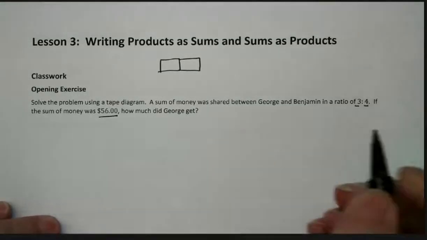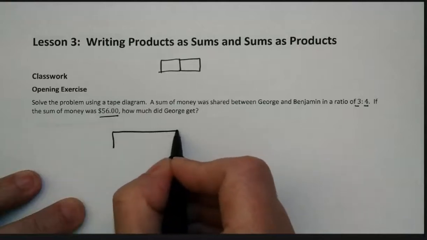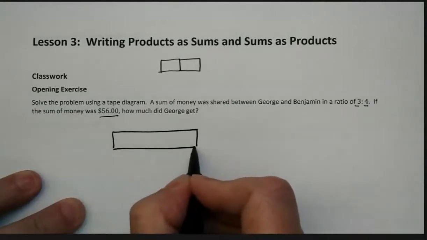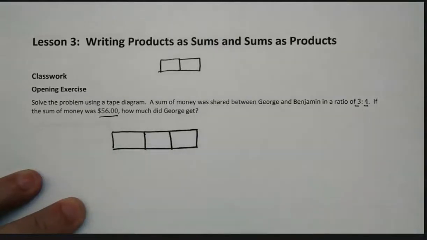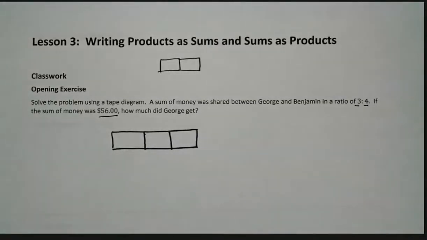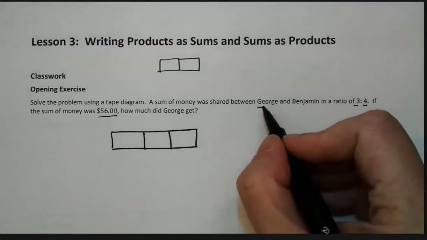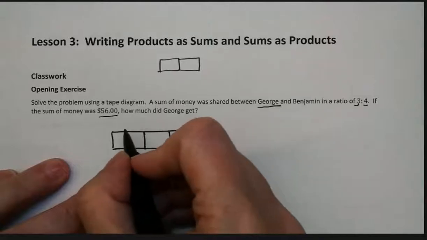So if the ratio is 3 to 4, first we're going to draw a tape. That's a large rectangle. And we're going to split it into 3 equal pieces. Do your best to try to get as equal as you can. George's name comes first, so the 3 pieces is George.